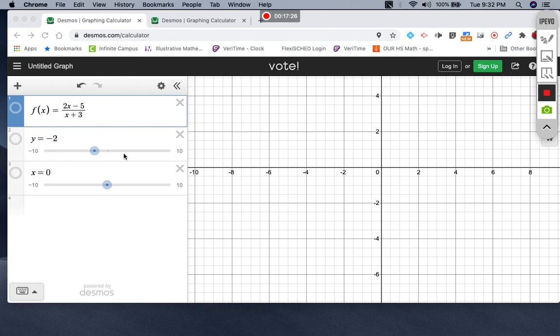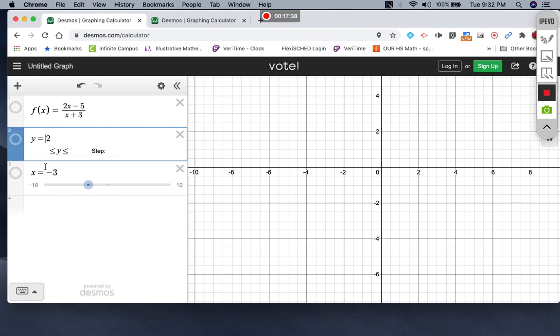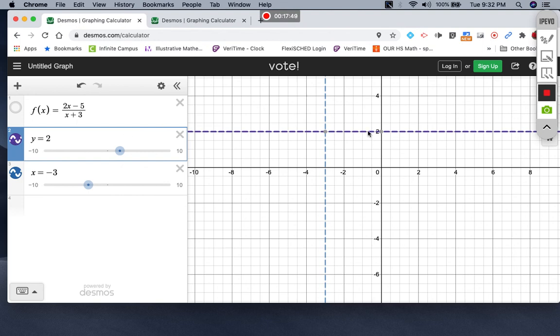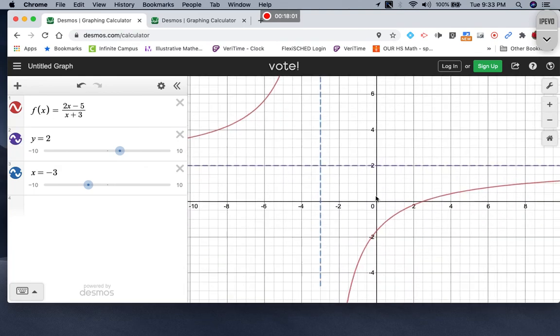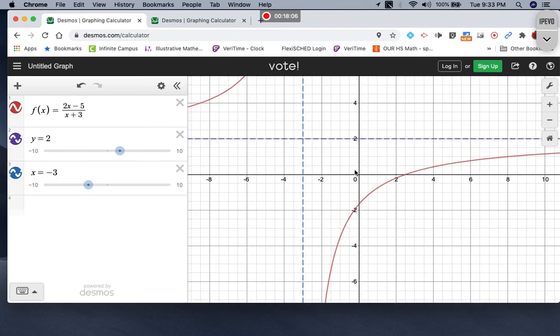So let's put those in there. x equals, we said, -3. y, we said, should equal 2. Those are my two asymptotes here. And let's put in this graph. And we can see that the vertical asymptote looks good. The horizontal asymptote looks good. It looks like it's approaching that 2.